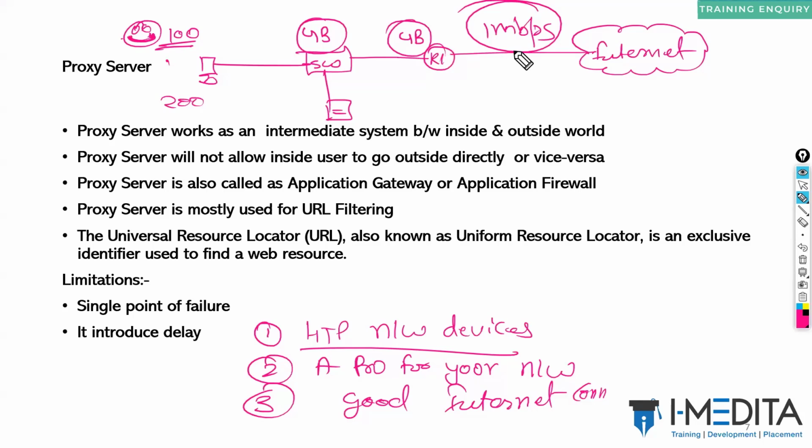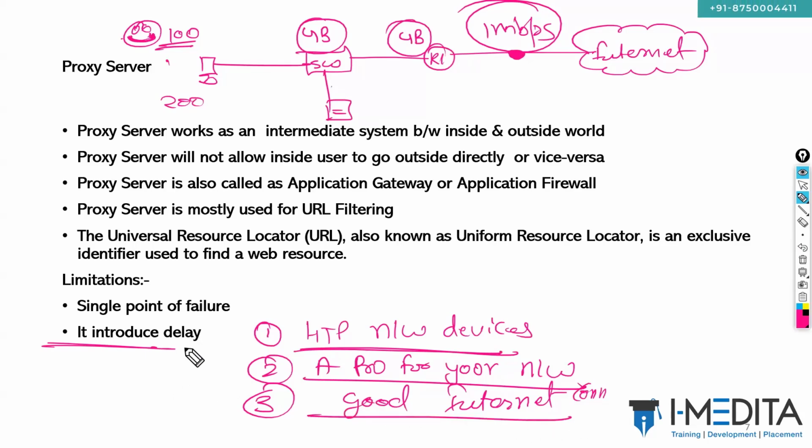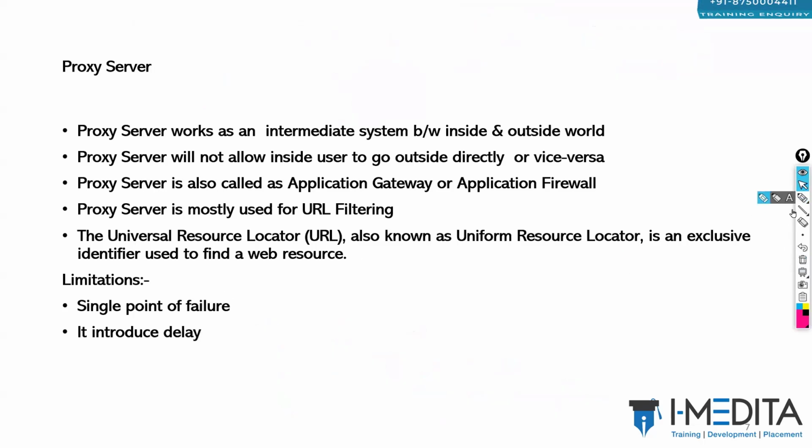This device will send the traffic, but when the traffic enters the service provider network, there will be congestion. We can't remove it 100%, but we can definitely minimize it with a high throughput network device. You can deploy an appropriate proxy server in your network, and with a good internet connection you can minimize the delay, but 100% you can't remove it. So this will be our proxy server, and with the help of a proxy server we mostly do URL filtering.